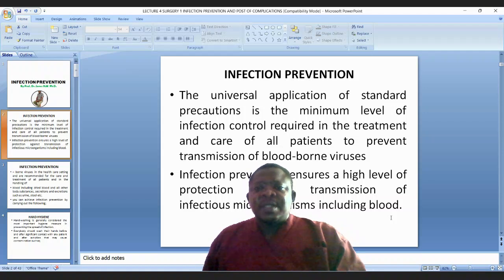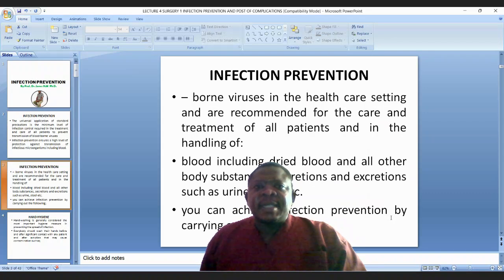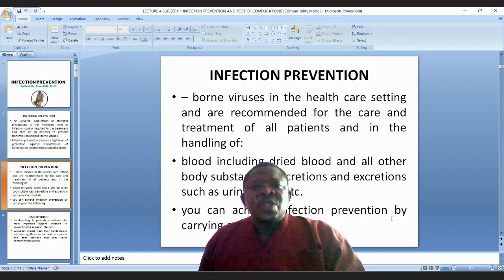Infection prevention is going to ensure a high level of protection against transmission of infectious microorganisms, including bloodborne viruses, in the healthcare setting, and other recommended care and treatment for all patients in the handling of blood, including dried blood and other body substances, secretions and excretions. So it includes all things like urine and stool. You have to prevent infection because these may harbor microorganisms that may introduce infection within the patient.